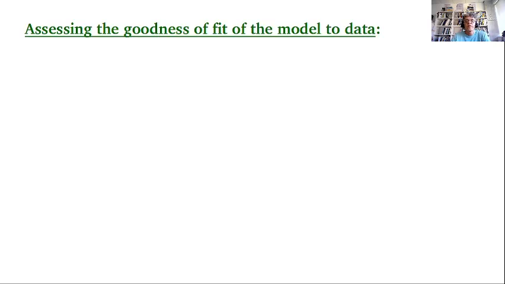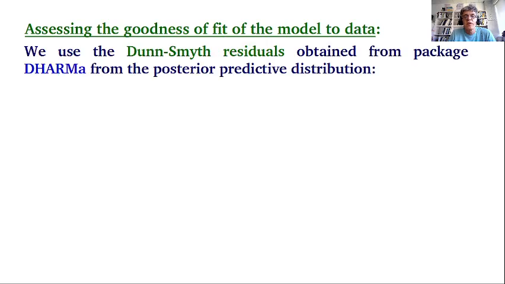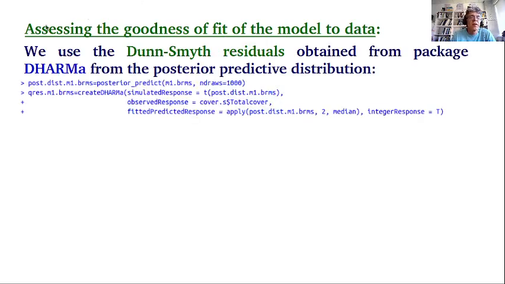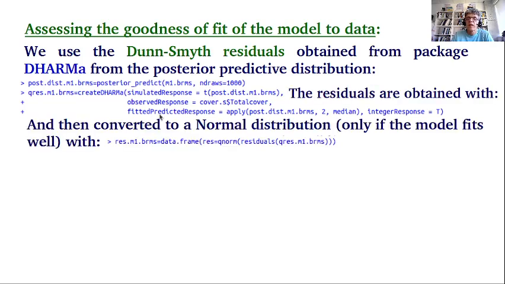In order to assess the goodness of fit of the model to the data, we are going to use, as usual, the Dunn-Smyth residuals, which in this Bayesian model are obtained from the posterior predictive distribution. Here is the posterior predictive distribution of this fitted model, and with it, the command createDHARMa of the DHARMa package gives us the raw Dunn-Smyth residuals, and these raw residuals are going to be converted into a normal distribution only when the model fits well.